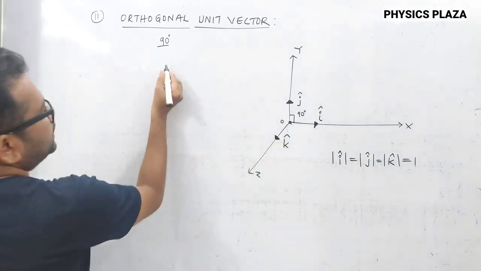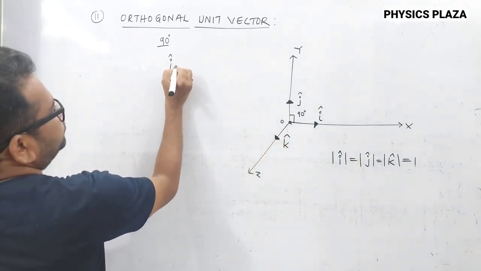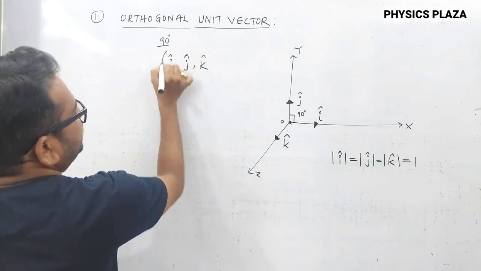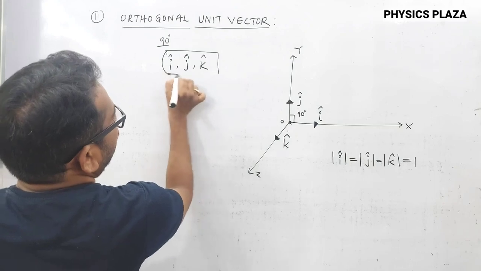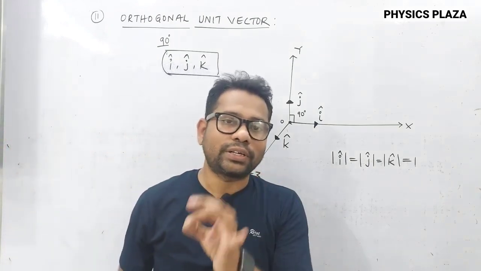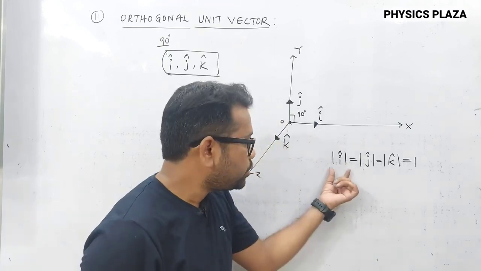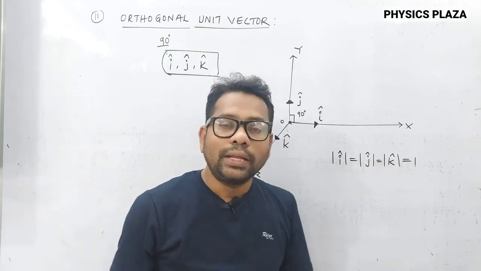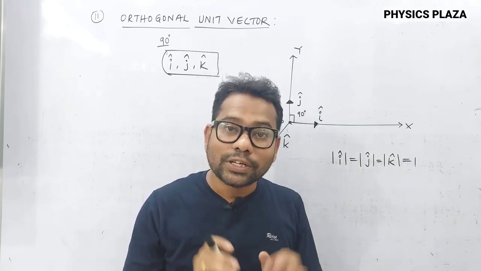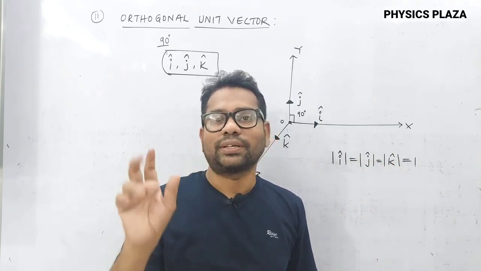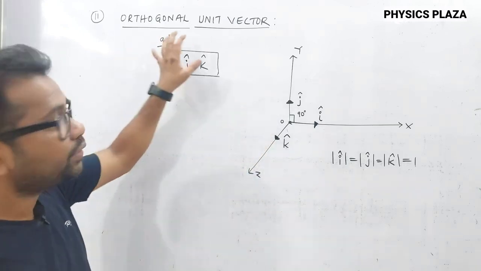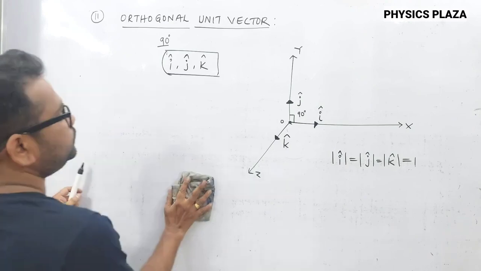So here I can say that i cap, j cap and k cap, children, these vectors are called orthogonal unit vectors. Why are we calling these vectors orthogonal unit vectors? Because their magnitude is equal to 1 and the angle between any two vectors is 90 degrees. That's why these vectors are called orthogonal unit vectors. Am I clear, children? Is it clear about orthogonal unit vectors? Okay, now just copy it.